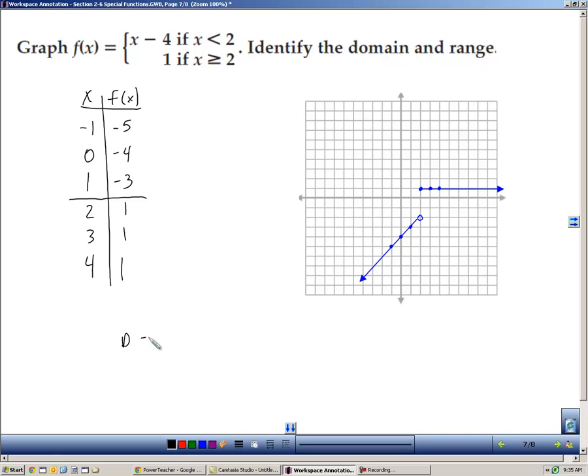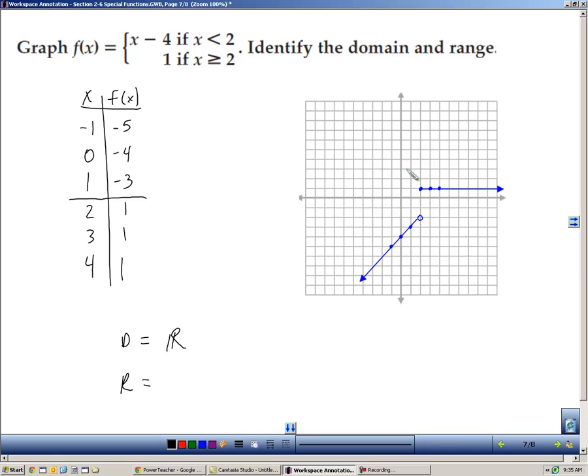So my domain is all of the potential x values that can be put in. Well, it looks like all the x values are going to be included on this graph. If I go to the right, it's going to go forever. If I go to the left, it's going to angle down, but it's going to go on forever. So my domain values are all real numbers. I can plug in any number I want for the x's.